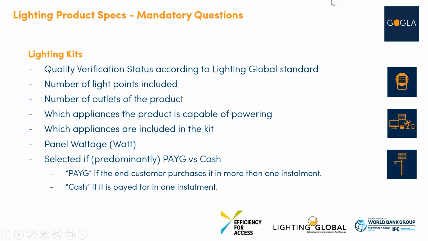For lighting products, we're required to know whether this is a quality verified product within these past 6 months, according to Lighting Global quality standards. So this is to provide information to the Lighting Global programs, just exactly how many of the products that are sold in country are verified or not. We also would like to know the number of light points that are included, the number of outlets, so basically meaning that you can plug in an external device such as a mobile charger or a radio or a TV or something. Then there's 2 questions on which appliances the product is capable of powering.